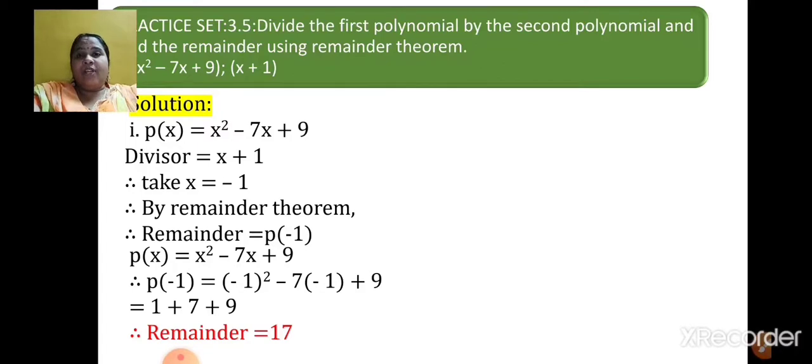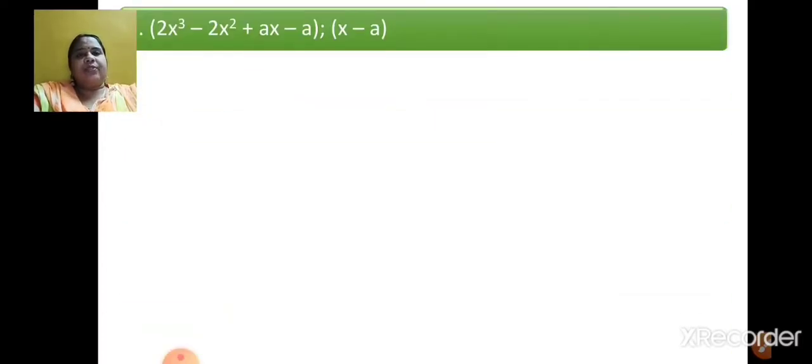I hope you have understood. Try to connect it to the value of polynomial. Now this is actually the value of the polynomial for x as minus 1, and that is nothing but the remainder. So this way we can find the remainder using the remainder theorem. So this was the first sum. Let us move to the next question.